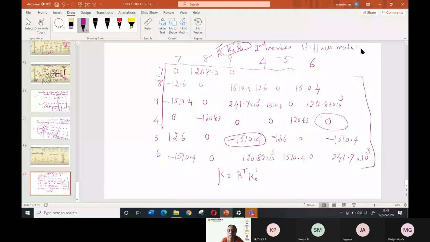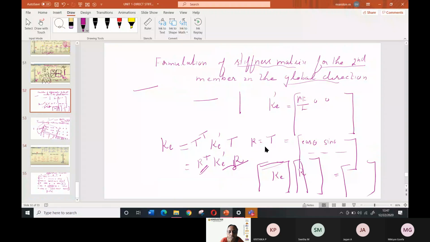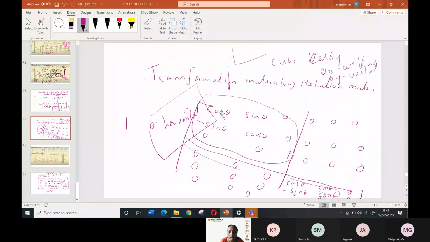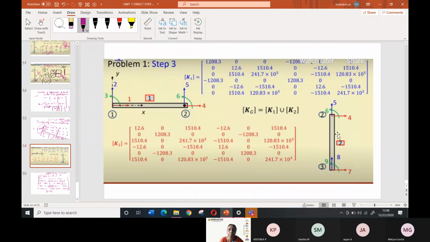Just copy down this one, and we will do the R transpose. Meanwhile, students, you do the R transpose matrix. 1 minute. What will you do for R transpose? You make the row a column. That is cos theta, minus sin theta, 0, 0, 0. Then the second column will become the second row. Like that, can you do it and read it for me? Students, you find out R transpose.